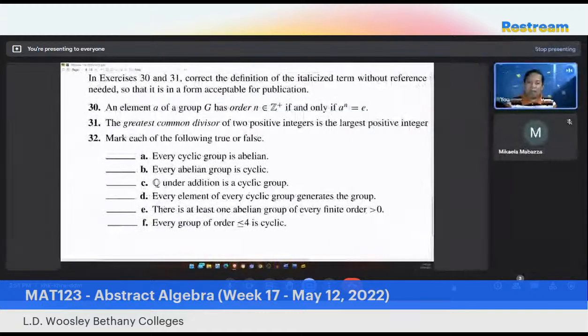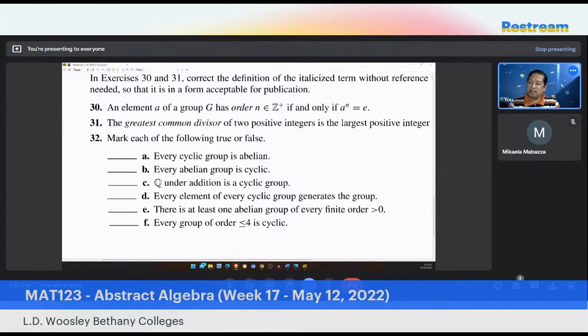Ngayon, baliktarin natin. Is every abelian group cyclic? I know, teka, your statement is true, correct. So every cyclic group is abelian. Now, every abelian group is cyclic, false. Not all abelian are cyclic, correct. Okay, is Q under addition a cyclic group, or rational numbers under addition? Is it a cyclic group for Q?